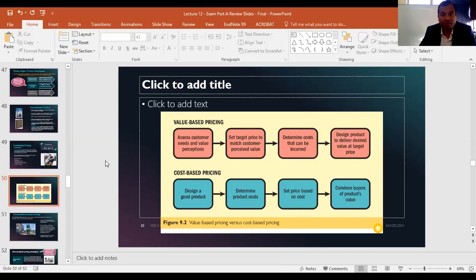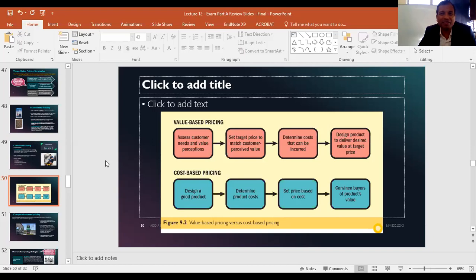This one is interesting: value-based pricing and cost-based pricing. You see the sequence of activities for cost-based pricing. Design a good product, determine the product cost, set the price based on the cost, and convince buyers of the product value. I mean, cost-based pricing is more, what do you think? It's a kind of company-centric approach, can we say?